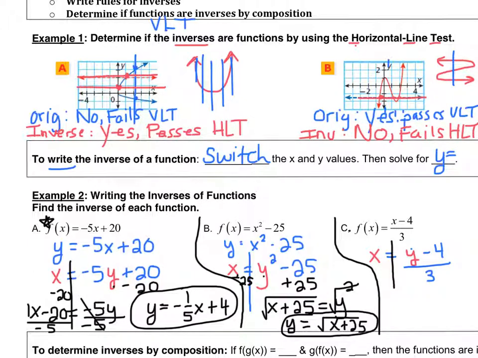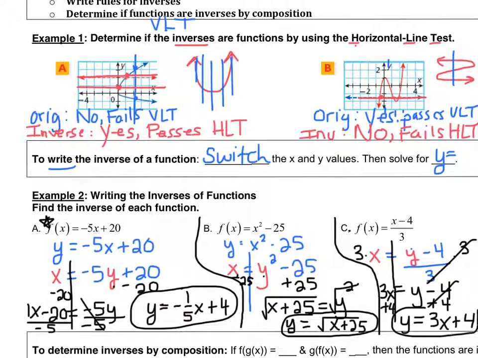Alright, let's get rid of this pesky fraction. That whole side's being divided by 3, so we'll multiply by 3 to get rid of it. So we'll have 3x equals y minus 4, and then we'll add 4 to both sides. So the final answer here will be, now that y is all by itself, 3x plus 4. And we're done.